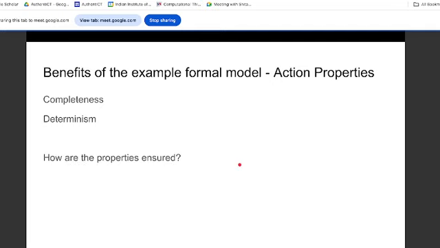Now, how are these properties ensured? We have three techniques. One is the model checking technique, theorem proving techniques, and then there are equivalence checking techniques. All three are not covered in the coursework, so we will not be going over them.